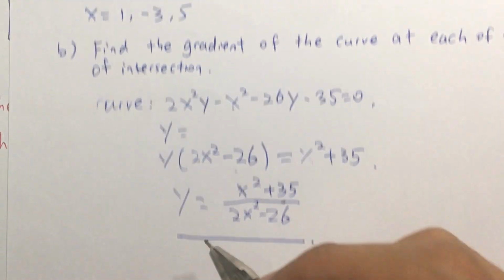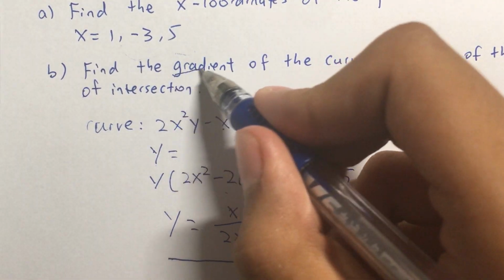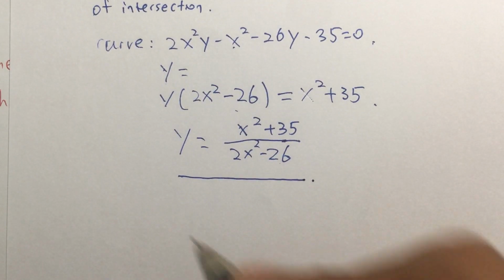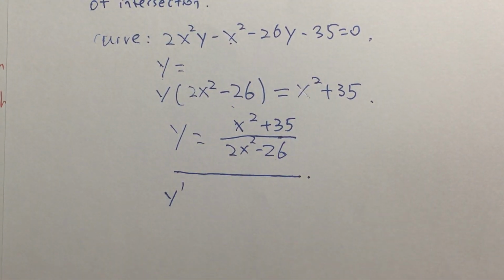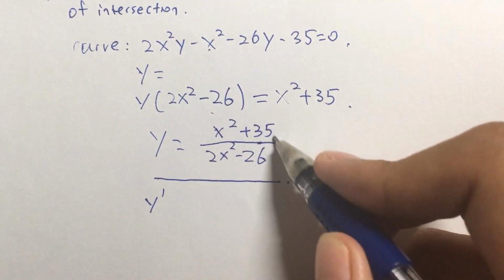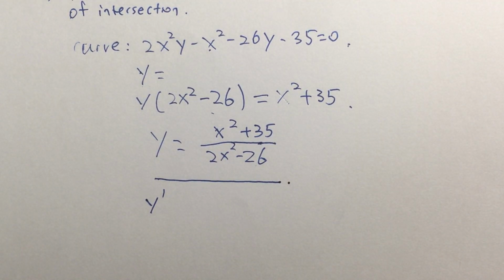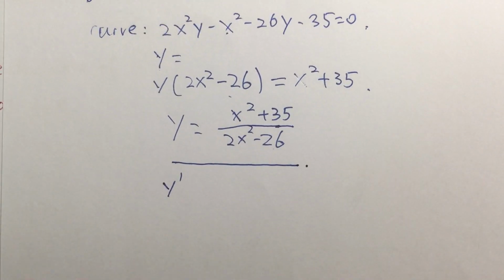Now because we need to find the gradient, how do we do the gradient? Gradient is the same as differentiation. So now let's differentiate y. Let's try to find y dash. So how do we find y dash? This is something divided by something, so we should try to use our quotient rule. And this we discussed yesterday. If you are not familiar with this, you can check my yesterday's video.